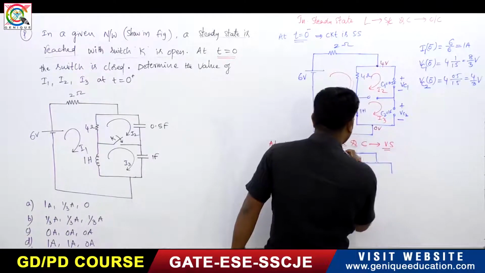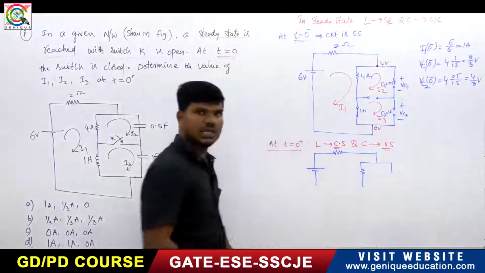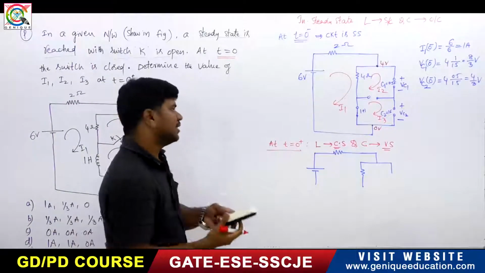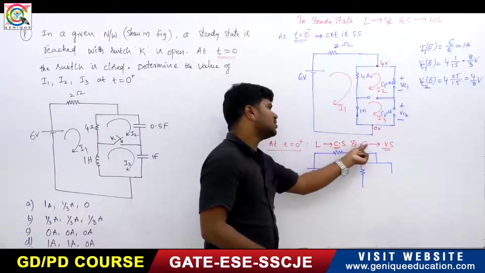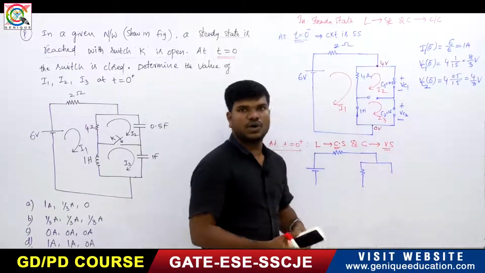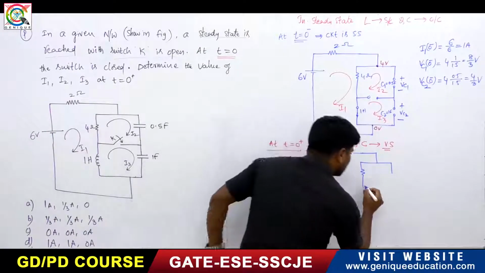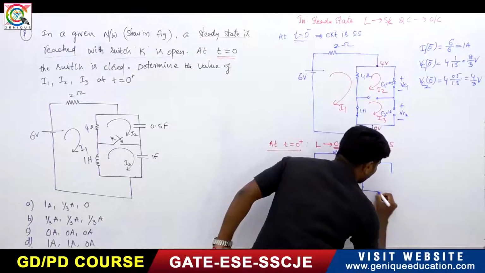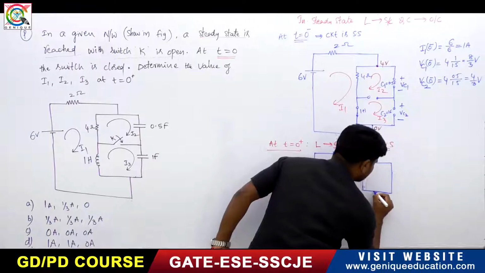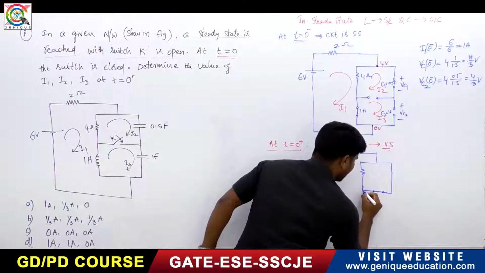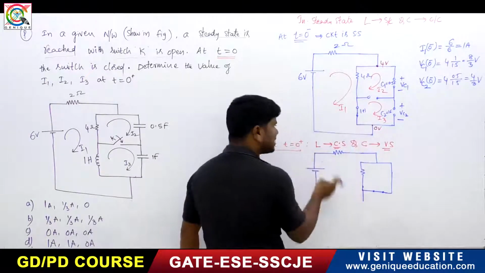This is the point you have to understand. At t equals 0 plus, the inductor acts as a current source and the capacitor acts as a voltage source. So this is the point you have to notice. Here, one switch is closed, because the switch is closed. At t equals 0 plus, I am drawing this.